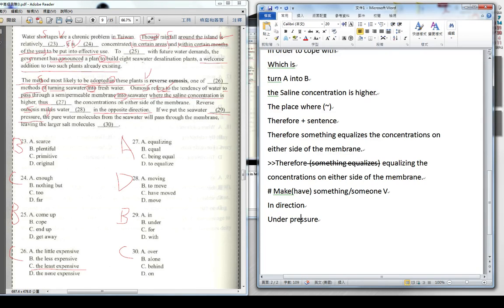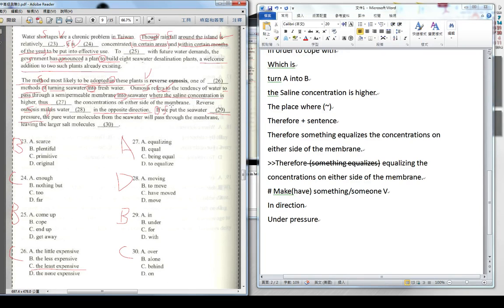So we put the seawater under pressure. You just choose under. And if is a conjunction. So if subject verb, if we put the seawater under pressure, the pure water molecule is the subject. From the seawater is just additional information for the water molecule. You can say the pure water which is from the seawater, but we delete which and is. We just say the pure water molecules from the seawater will pass through the membrane.